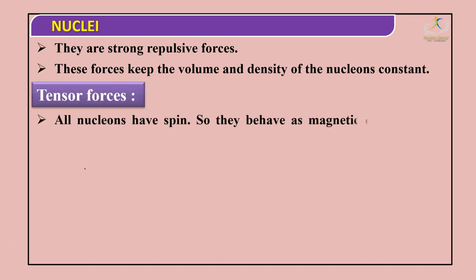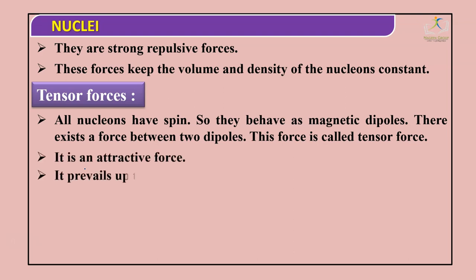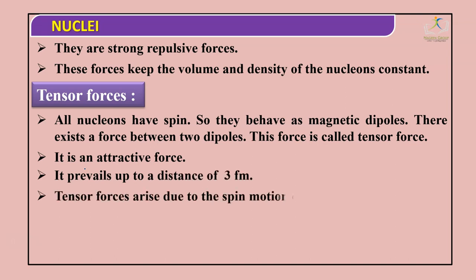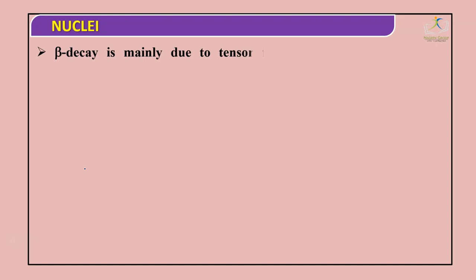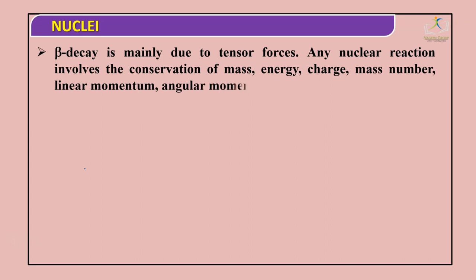Tensor forces. All nucleons have some spin, so they behave as magnetic dipoles. The force that exists between two dipoles is called the tensor force. It is an attractive force that prevails up to a distance of 3 femtometer. Tensor forces arise due to the spin motion of the nucleons. Beta decay is mainly due to tensor forces. Any nuclear reaction involves conservation of mass, energy, charge number, linear momentum, angular momentum, and so on.